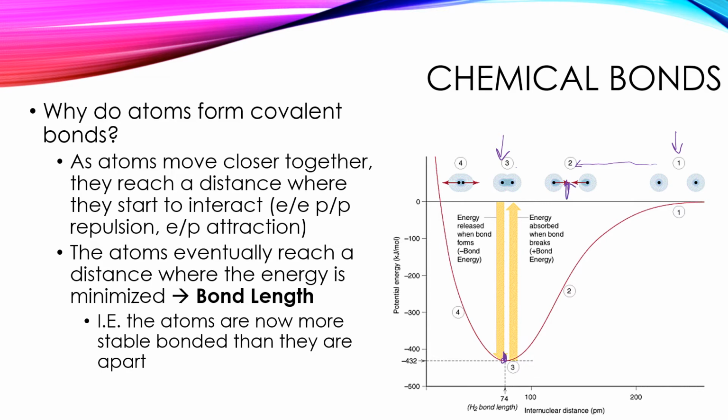And that's what we call our bond length. It's exactly that distance that gives us the length of the bond. If they were to get any closer, it would take way too much energy to keep them that close. And so the bond length is that perfect distance where the energy is minimized, and so they're more stable together than they were apart.